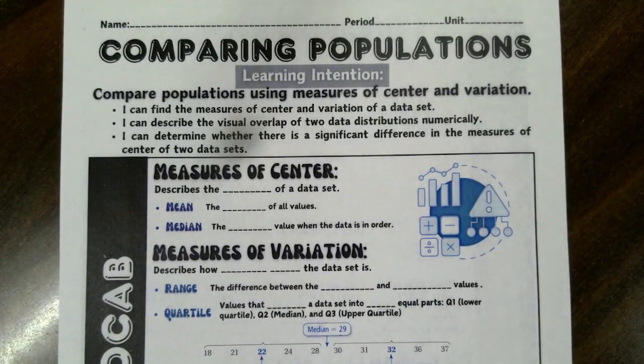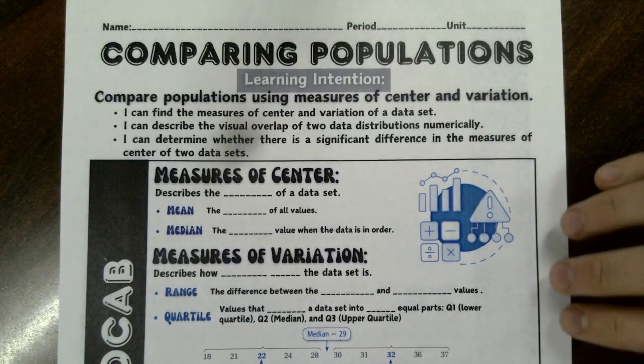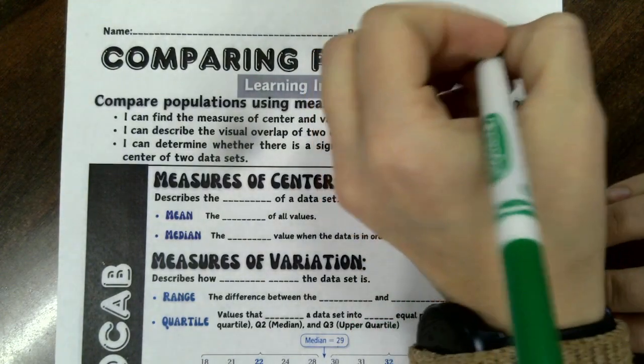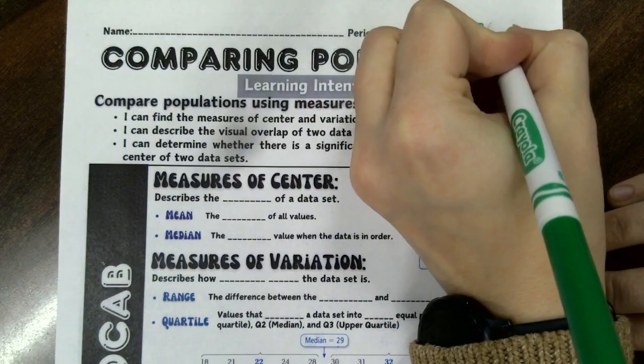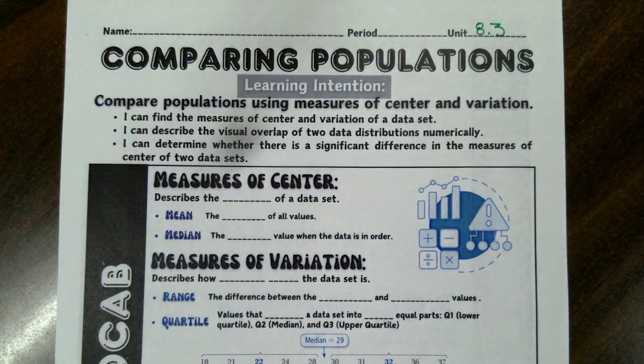This video is on comparing populations, and this is going to be 8.3, I believe. Yes, 8.3. So your learning intention is to compare populations using measures of center and variation.